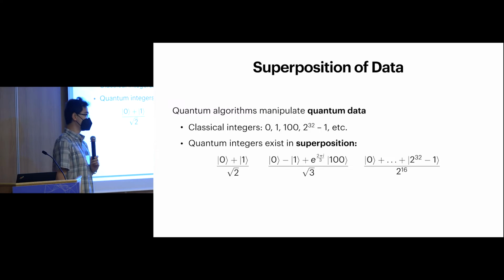If you think about classical integers, these are things like 0 and 1 and 100, or maybe 2 to the 32 minus 1, or something like that. The quantum integers are defined as all of the possible superpositions of these classical integers. So for example, the equal superposition of 0 and 1, or a superposition of the numbers 0, 1, and 100, or a superposition of all of the numbers between 0 and 2 to the 32 minus 1. These are all superpositions that are valid quantum integers. You can see one of the hallmarks of superposition is that in front of all of those numbers inside kets, you have this amplitude, which in general is a complex number that can have sign and have phase.